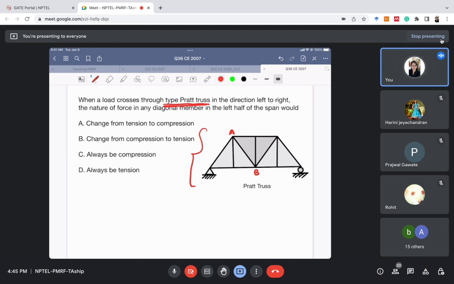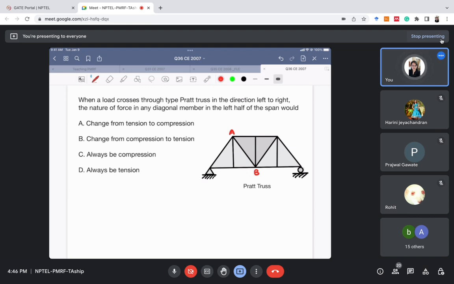Okay, so for this question they haven't given the figure, so it is not clear whether this is the Pratt truss or not. So please note down this question, and we'll discuss in the next session what the correct answer is for this question. Okay. So now the truss part is almost completed.